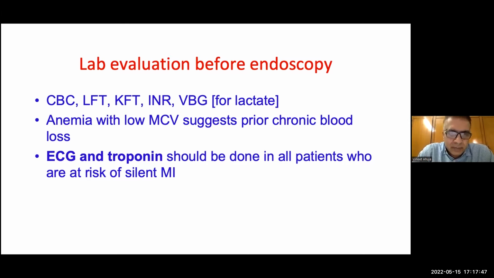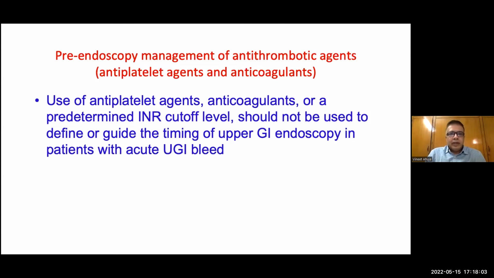Complete blood counts, liver function test, kidney function test, INR, and a venous blood gas for lactate. Anemia with low MCV suggests prior chronic blood loss, and in patients who may be at risk for silent MI, ECG and troponin should be done.